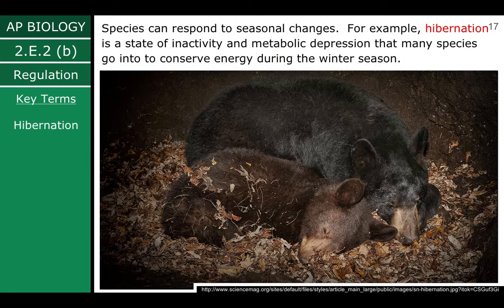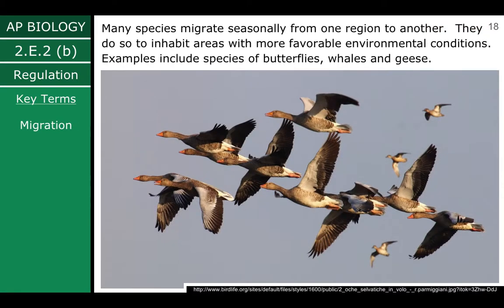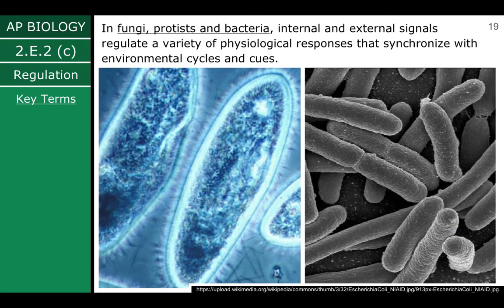Species can respond to seasonal changes as well. For example, hibernation is a state of inactivity and metabolic depression that many species go into to conserve energy during winter. Many will also migrate from one region to another to inhabit areas with more favorable environmental conditions. Many butterflies, whales, and geese do this.